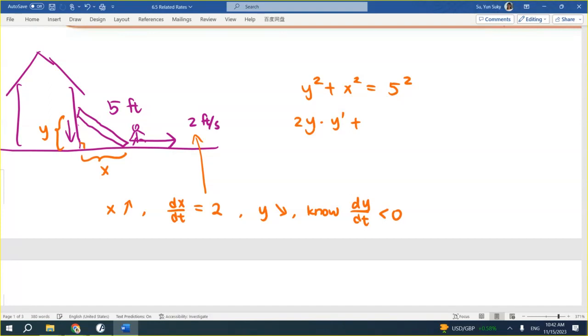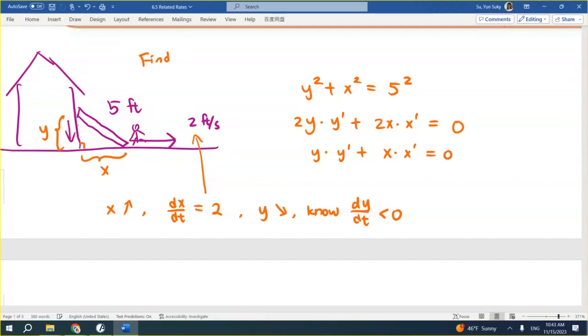And what's the derivative of x squared? Yeah, what's the derivative of 5 squared? The derivative of a constant is 0. Yes. Oh, can you see we have a common factor too? Both sides divided by 2. So we get y times y prime plus, divided by 2, x times x prime.